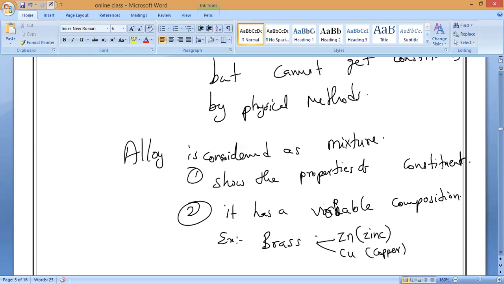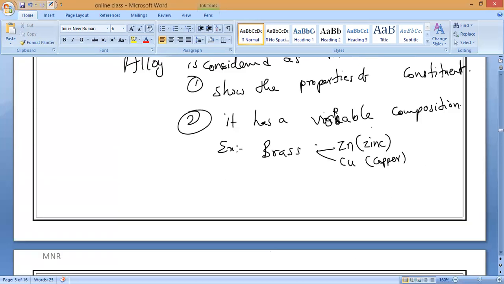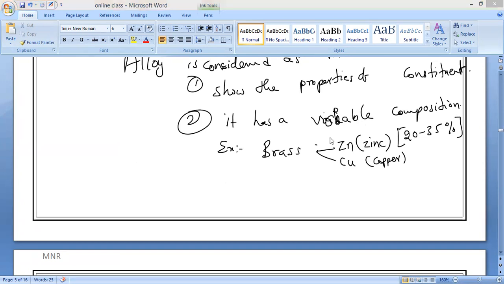Brass is a homogeneous substance composed of copper and zinc, but it cannot be separated into its constituents by physical methods. It shows the properties of the constituents, copper and zinc, but it has a variable composition. The amount of zinc in brass can vary from 20 to 35 percent. Do you understand? So there is no fixed proportion of zinc.